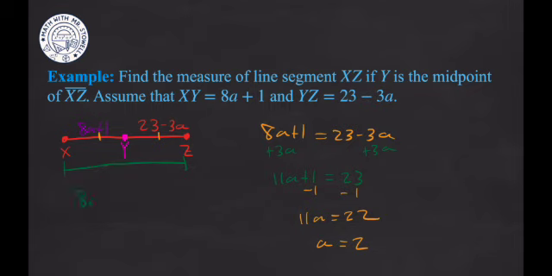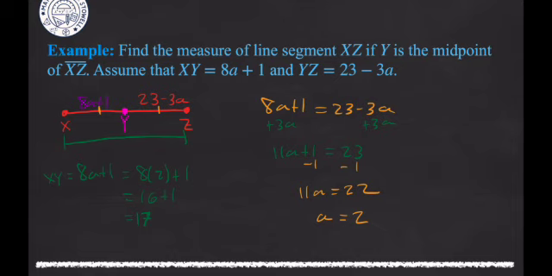Let's go 8A plus 1. Let's use the XY value. A is 2, so we have 8 times 2 plus 1, which equals 16 plus 1, which gives us 17. But remember, we're trying to find the total length, not just the portion of the length. So because XY is the same as YZ, we have 17 times 2, which is going to give us an answer of 34, which will be XZ.